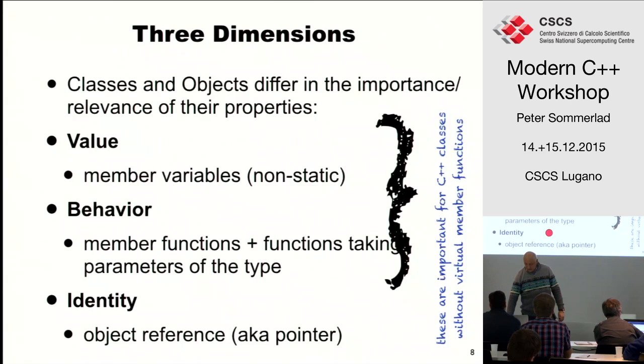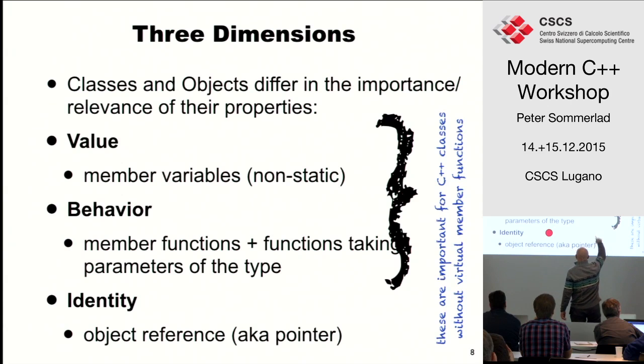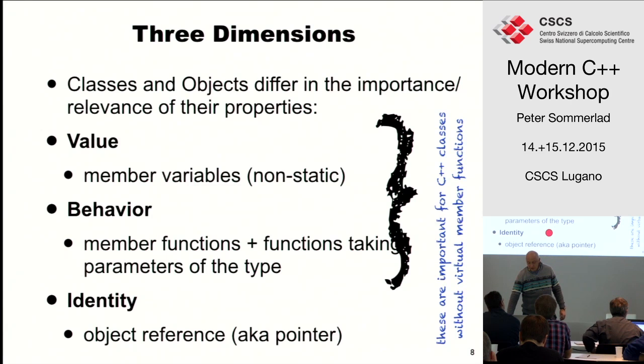And it's the 3 dimensions. Okay, so value and behavior are the important parts of C++ classes, and identity is usually less important unless the class is representing a reference like shared pointer itself. If you implement something like shared pointer, there the identity of the pointee is actually the important part.